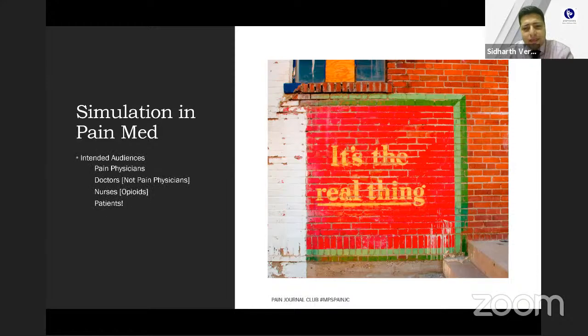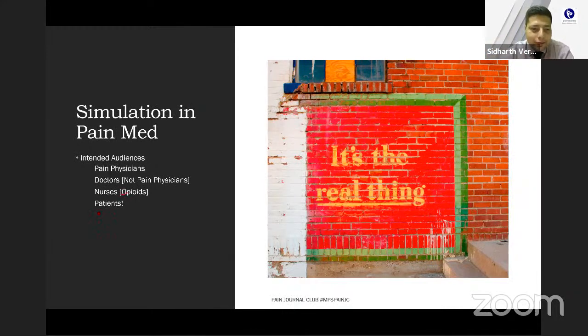However, the intended audience for pain medicine can of course be the pain physicians, but also the doctors who are not pain physicians. Just remember, the biggest challenge which you face as pain physicians, probably many of you say that, okay, we don't get good referrals. So why not train the doctors to understand what's the role of a pain physician in a multidisciplinary team? And that's what your second audience is. In addition, nurses and of course other staff who deal with opioids, they must be trained using this simulation. It's got very drastic results.